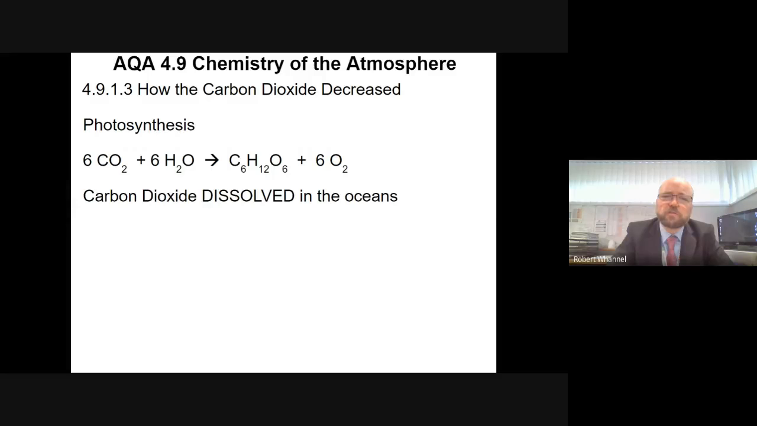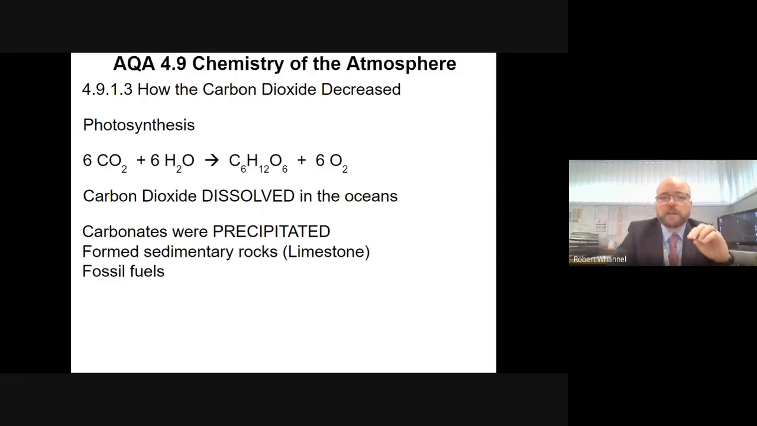I don't recommend you go trying to drink them, but there is a small amount of carbon dioxide dissolved in them, but it also then ends up becoming precipitated. And if you remember from the chemical analysis unit, that means a solid forming out of a solution. And this led to these carbonates getting squashed down into various rocks. So carbon dioxide, first of all, dissolved, and then it ended up being part of sedimentary rocks, but it also, the carbon became part of the fossil fuels, which we will cover later on in this topic.